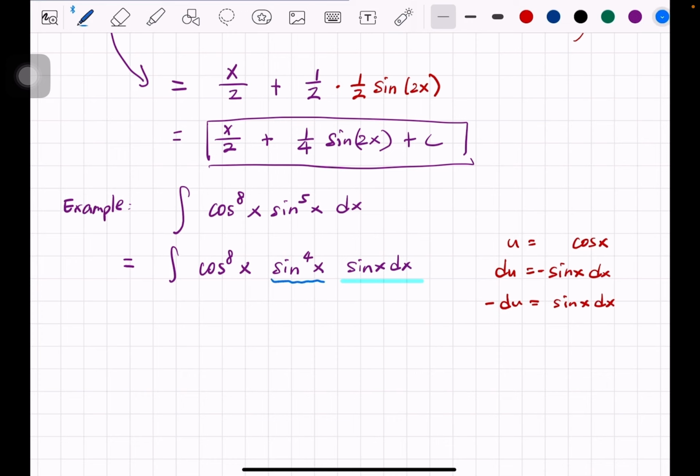And then next, we need to rewrite sine to the 4th power in terms of cosine. So sine to the 4th power is sine squared, squared. Sine squared is 1 minus cosine squared. So sine to the 4th power is 1 minus cosine squared, the quantity squared. So now we can use the u substitution to replace cosine of x with u.